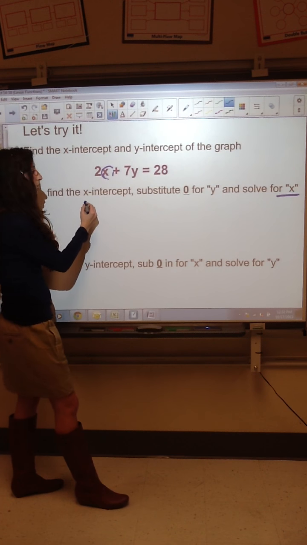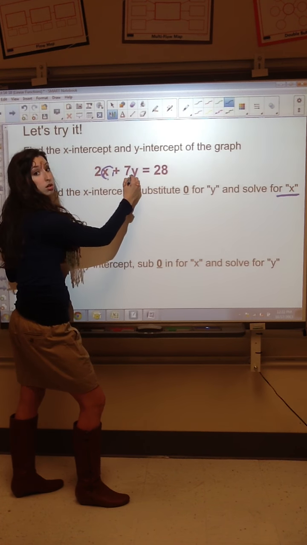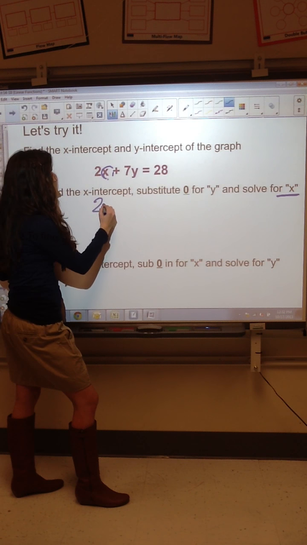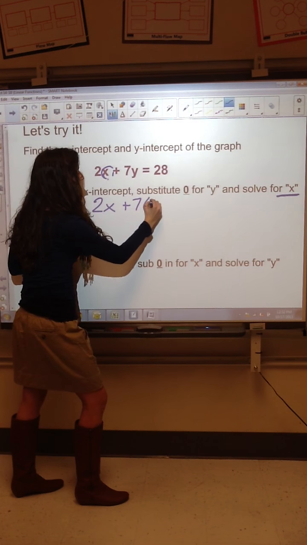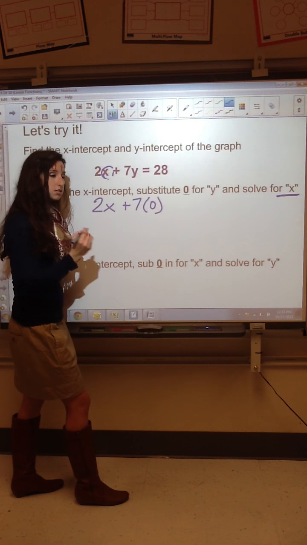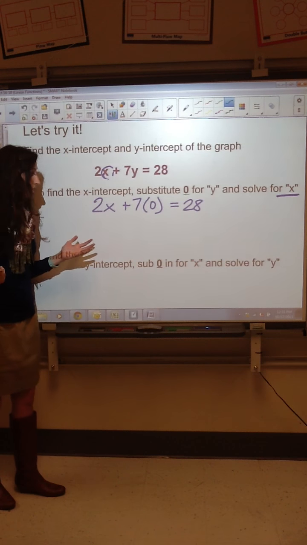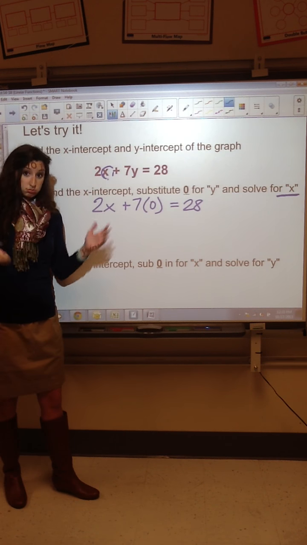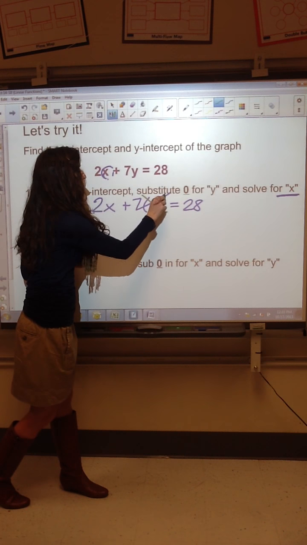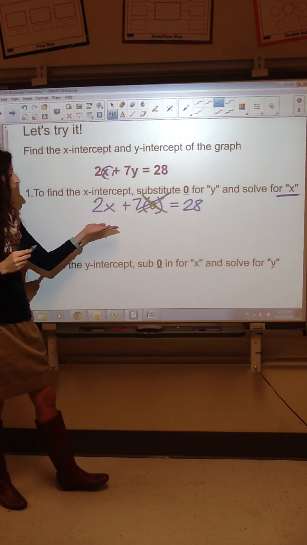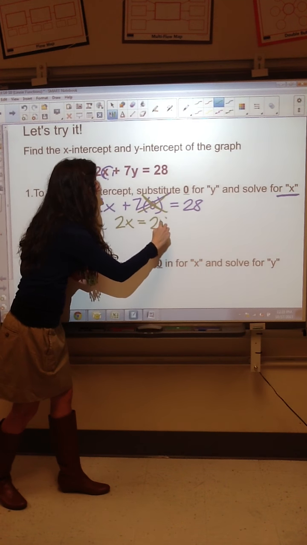Okay, so here we go. I'm going to recopy, except I'm substituting in 0 for y. So 2x, because I don't know x, plus 7 times 0, love it, 0 is my favorite, equals 28. Okay, what is 7 times 0? 0. Cancels. Awesome. We've made our life so easy. Now I have 2x equals 28.